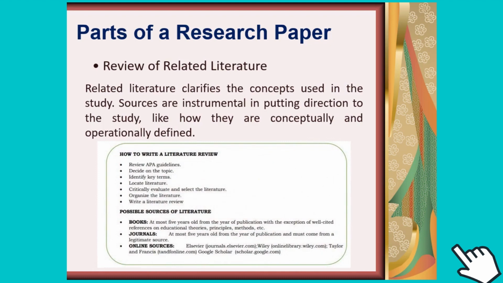How to write a literature review. Review APA guidelines. Decide on the topic. Identify key terms. Locate literature. Critically evaluate and select the literature. Organize the literature. Write a literature review. Possible sources of literature are books, journals, and online sources.